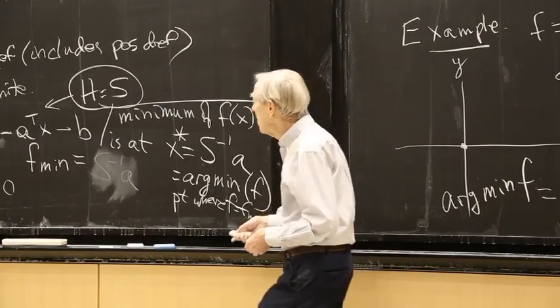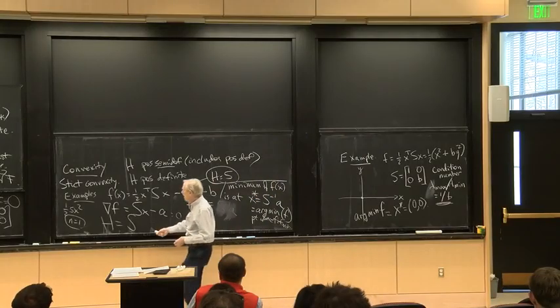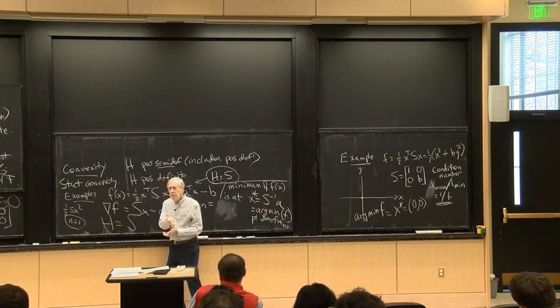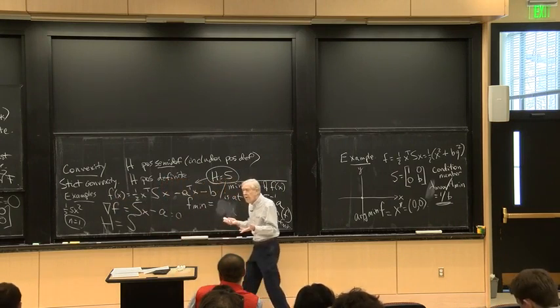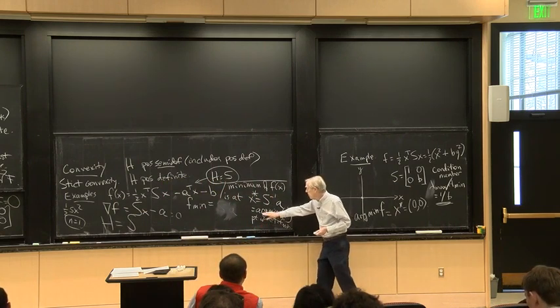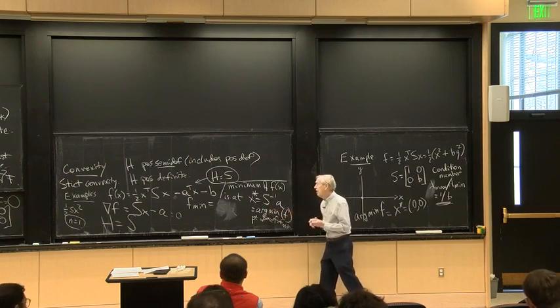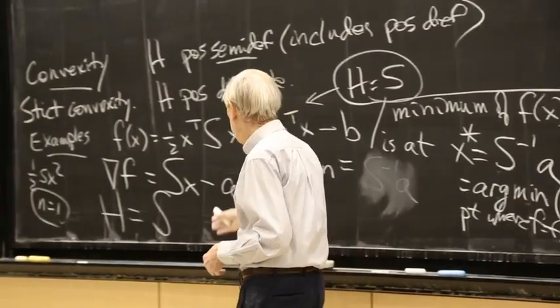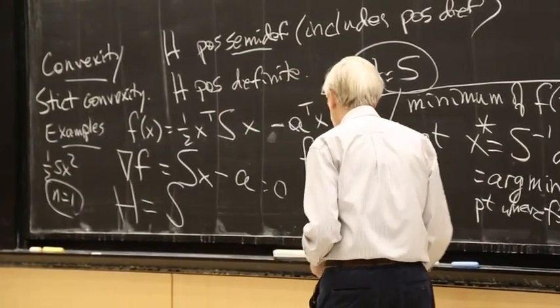If I have a function f of x, f I call a function, and x is the argument of the function. You might more often see the word variable, but argument, and I'm assuming that's what that refers to. It's the argument that minimizes the function. Okay, good. And here it is, S inverse A.